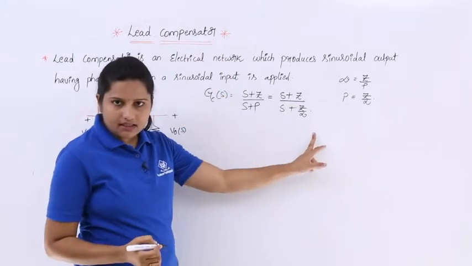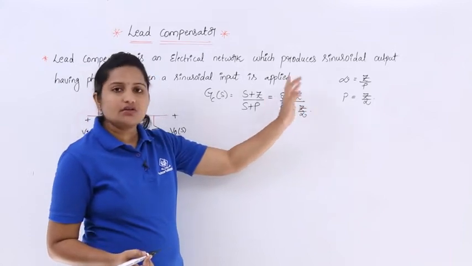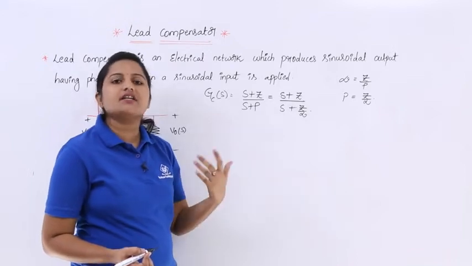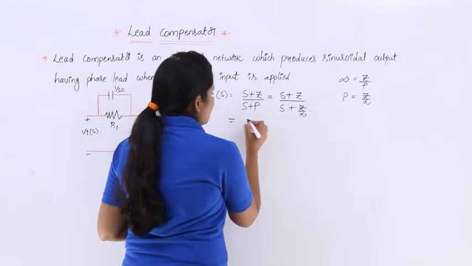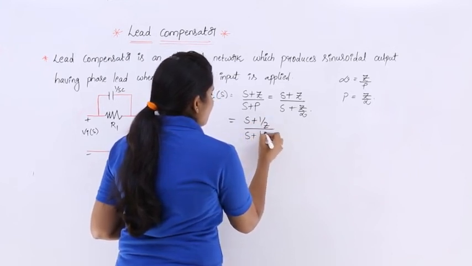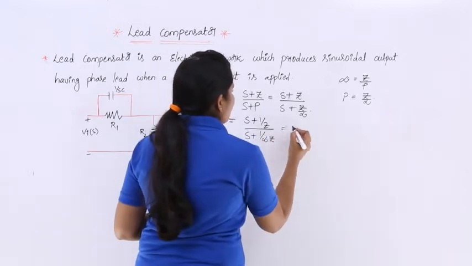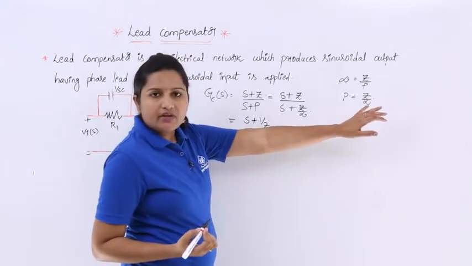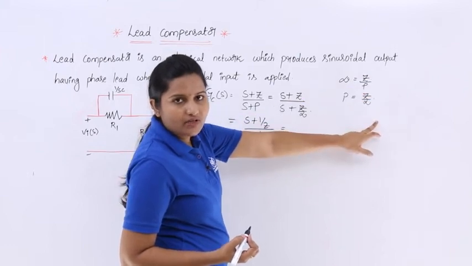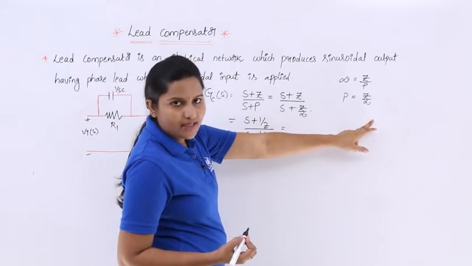Whenever you are analyzing compensators for stability, you need to consider the zeros in reverse. That means you need to consider 1 by z when z is there. So here I am considering (s plus 1 by z) divided by (s plus 1 by alpha z). Here z is greater than 0 and alpha is always less than 1.